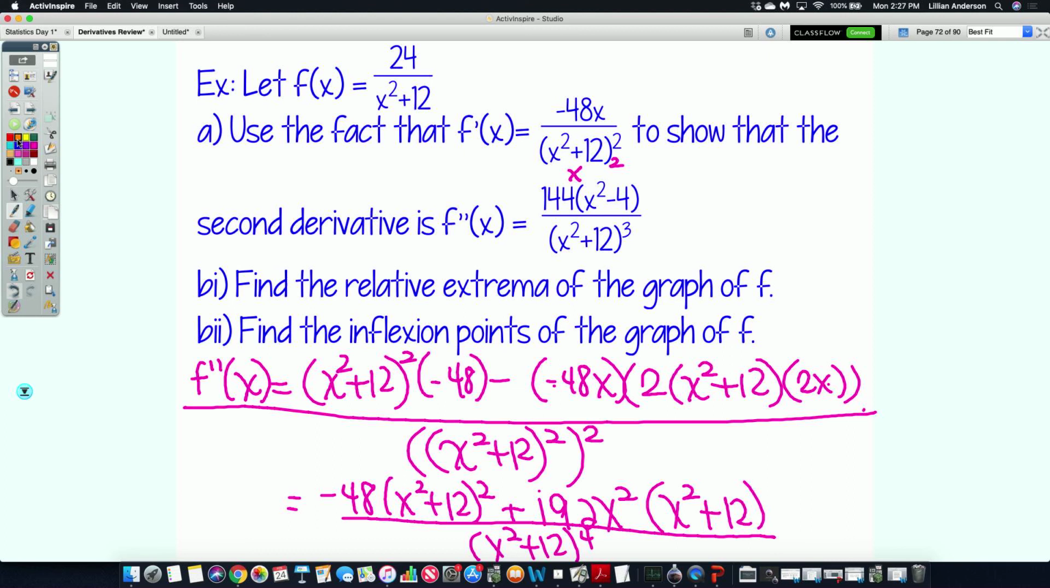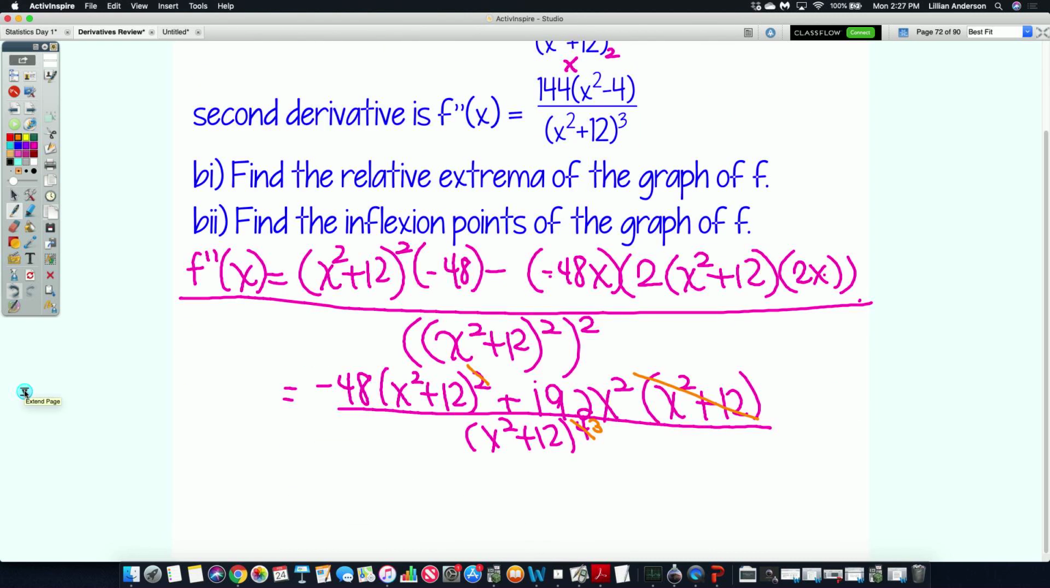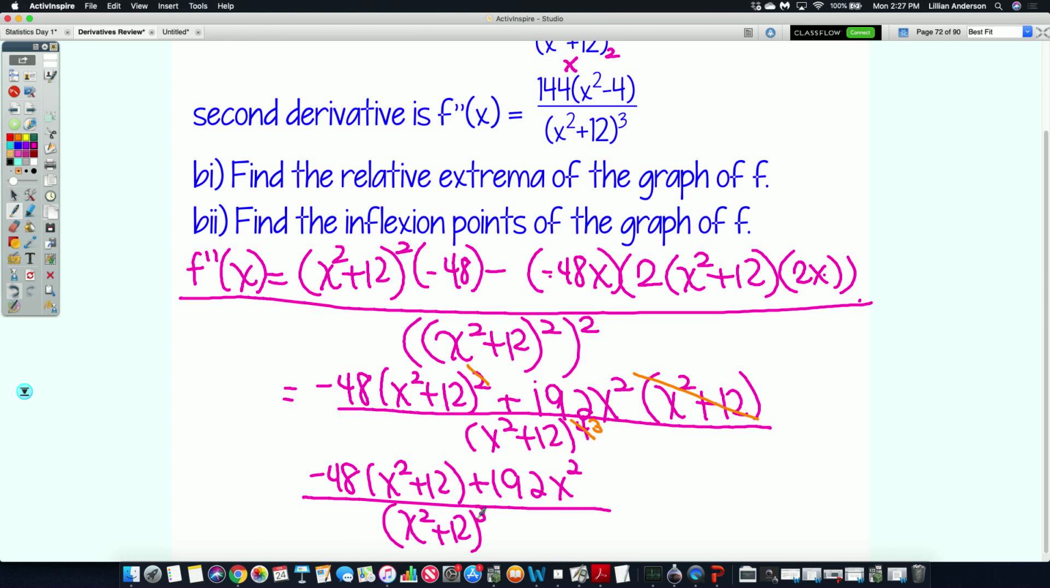Okay? Now look, if you notice every term, because here's your first term in your numerator, here's the second term in your numerator, and here's the denominator. Every term has an x squared plus 12 in common, right? Take it out. So I can cancel out one x squared plus 12 here, this x squared plus 12 here, and this will turn into a 3. So then that becomes negative 48 times x squared plus 12 plus 192x squared all over x squared plus 12 to the third power. Well, I guess we're just going to have to FOIL 48 so that we can make it like terms with 192.